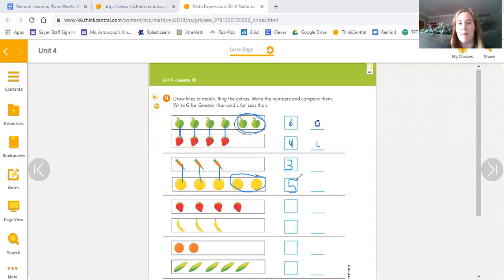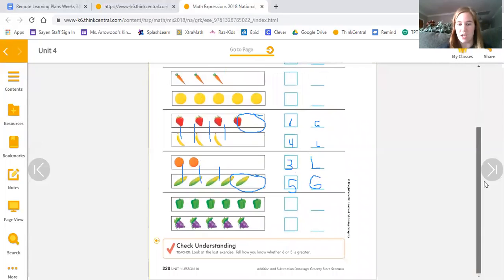Now my next step is, remember, I have to write G for greater than and L for less than. So which one do we think is greater? And I know that greater is bigger or more. So there's a greater number of lemons. And I remember that less than is smaller. So there's less carrots. Okay, so that's what you're going to do for the rest of that page.